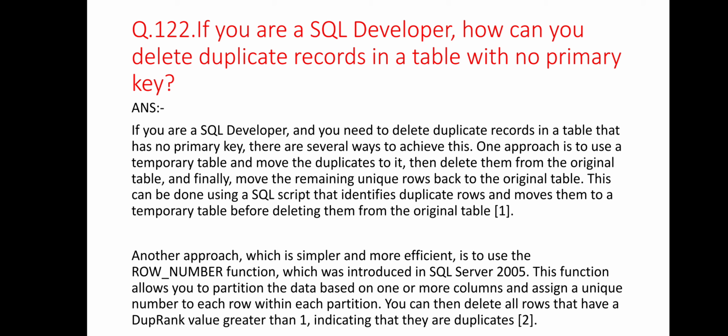This can be done using a SQL script that identifies duplicate rows and moves them to a temporary table before deleting them from the original table. Another approach, which is simpler and more efficient, is to use the ROW_NUMBER function, which was introduced in SQL Server 2005. This function allows you to partition the data based on one or more columns and assign a unique number to each row within each partition. You can then delete all the rows that have a dup rank value greater than 1, which indicates that they are duplicates.